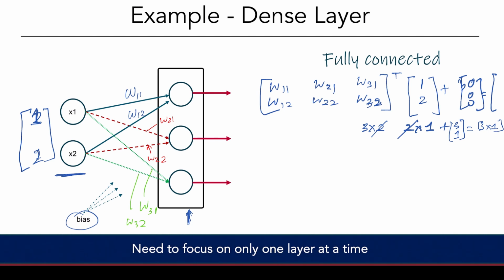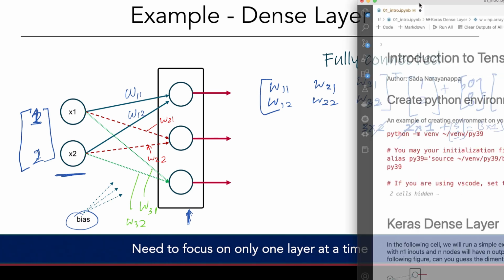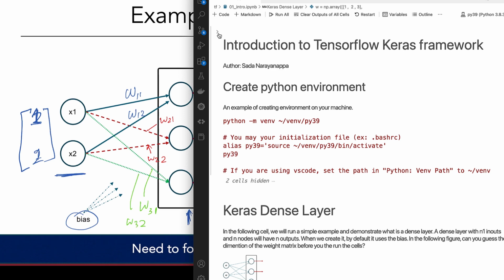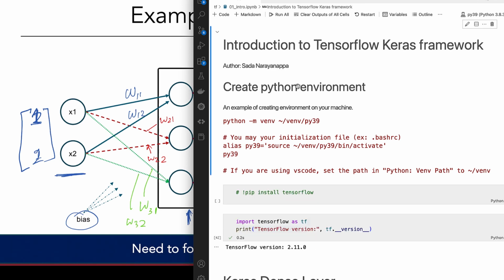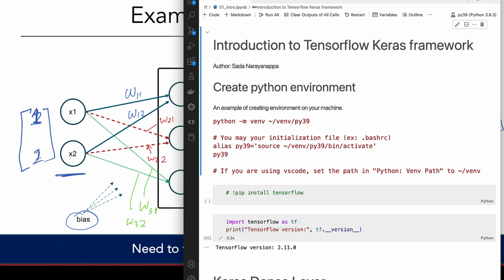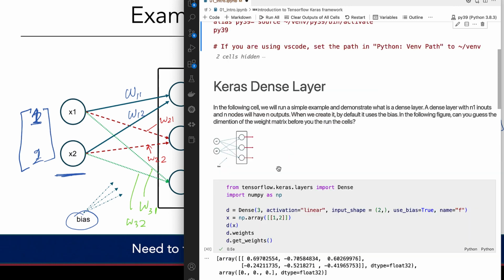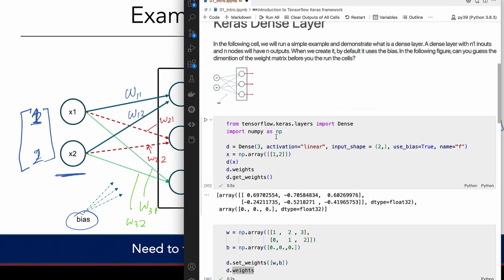So I'm going to take an example and see how we can code this in TensorFlow. I've already coded this. Here's an example notebook. I'm going to link the GitHub where you can download this notebook, but these examples are so simple you can just type it in. So if you have not installed TensorFlow, you may want to install that. Once you install it, here is a Keras dense layer.